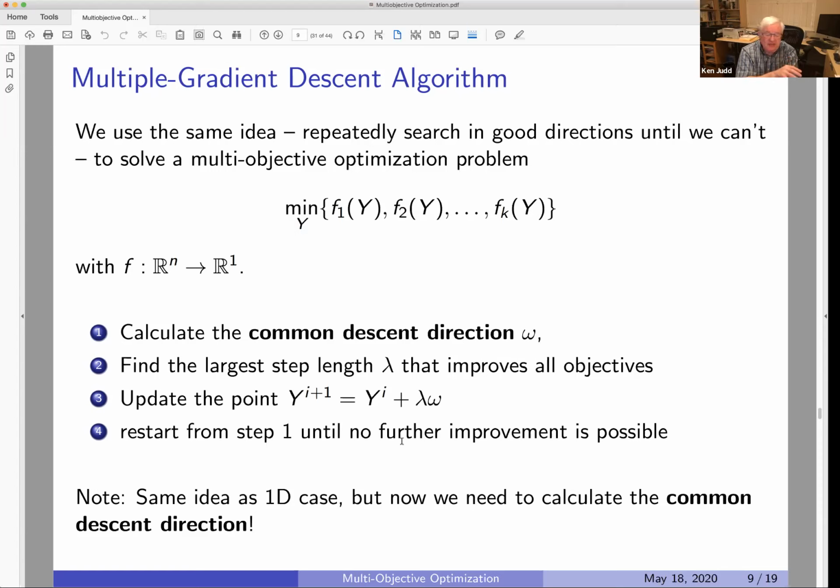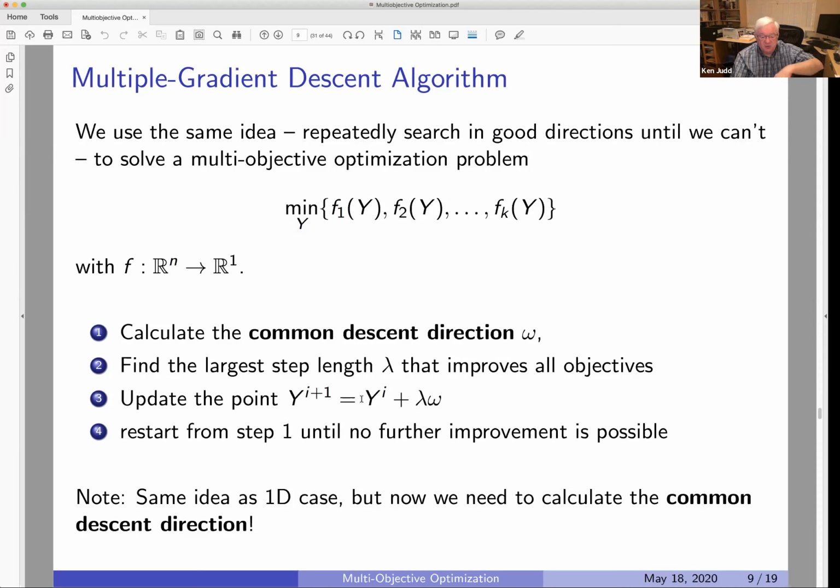We repeatedly search in good directions until we can't proceed. Now, here the notion of good directions has to be refined because we have multiple objectives. So the good direction now, if you're at a point, is the common descent direction omega. Omega is some direction in which all of the objectives are improving. In this case, we're doing minimization, so all the objectives are falling as we go in that direction from some base point.